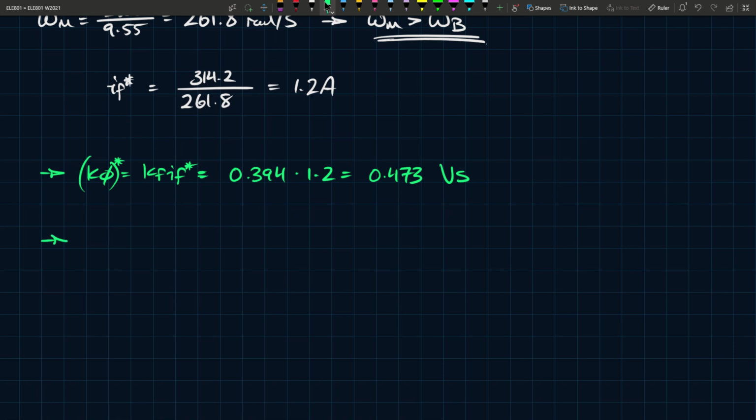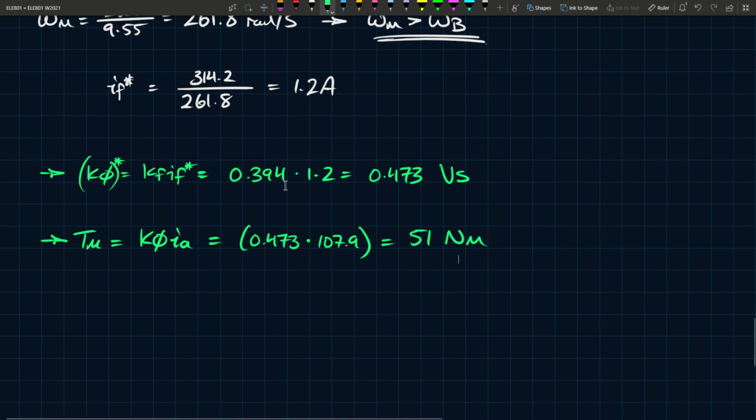Now, if you decrease the flux, and therefore the flux constant, you also expect the torque will be affected. Why? Because the torque is equal to Kφ times IA. Now IA we calculated before. We said the reference we're going to give it is 107.9. The problem is we've decreased the flux. So Kφ is now 0.473 times 107.9, and this gives you the torque. And this is not 81 anymore. This is now going to be 51 Newton meters.